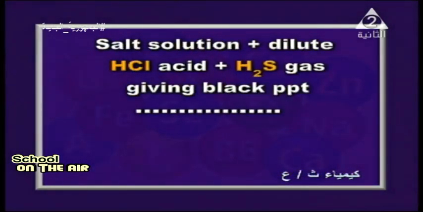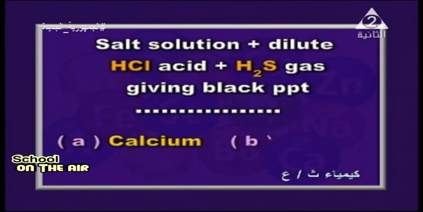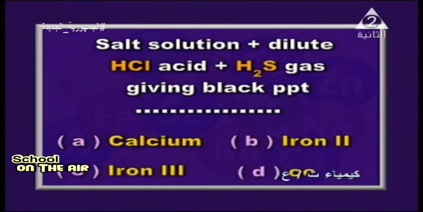Next point. Salt solution plus dilute hydrochloric acid and hydrogen sulfide gas gives a black precipitate. What is the cation here? Is it calcium, iron 2, iron 3, or copper? If you think about the answer here, my dear student, yes, the answer will be copper. Yes. Next point.